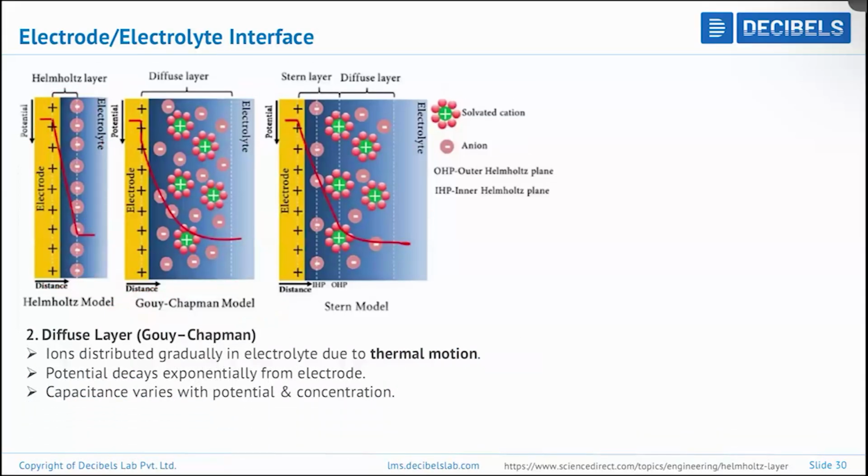According to the Guy-Chapman model, the ions are distributed. You can see this is the positive layer. Then the negative ions are distributed gradually in the electrolyte. So then the potential decays exponentially from the electrode. It is because of the distribution of the charges.